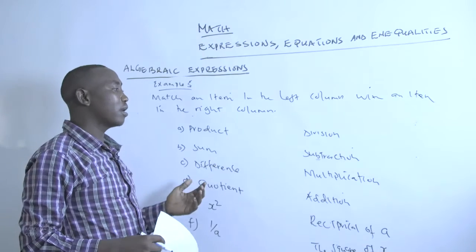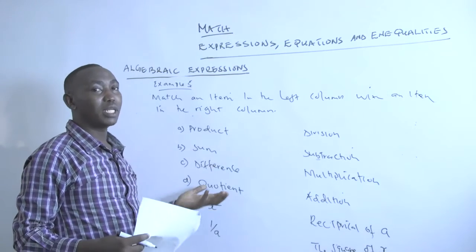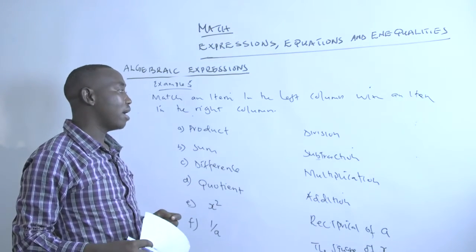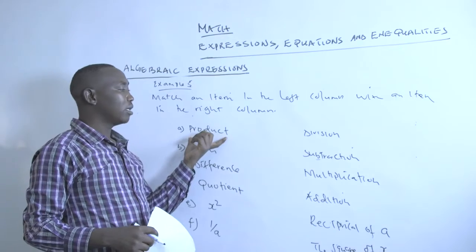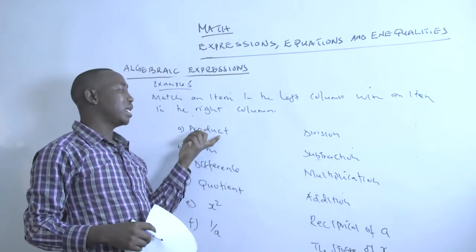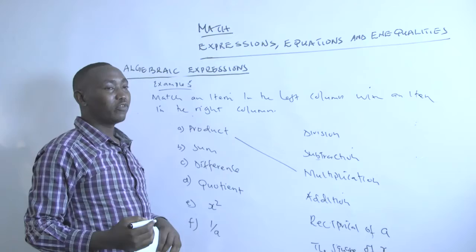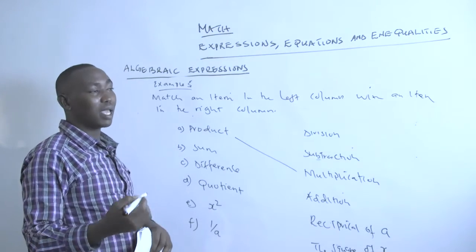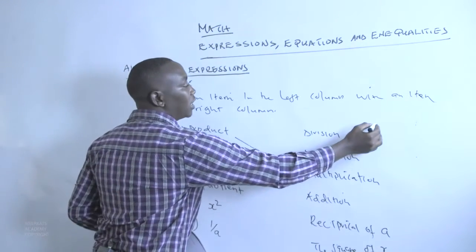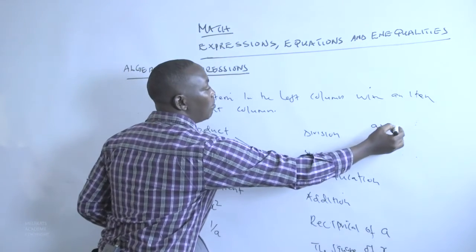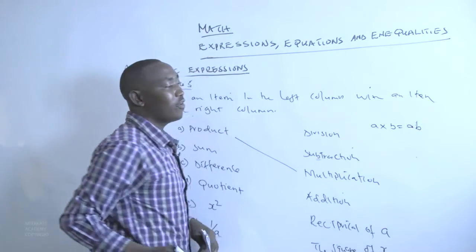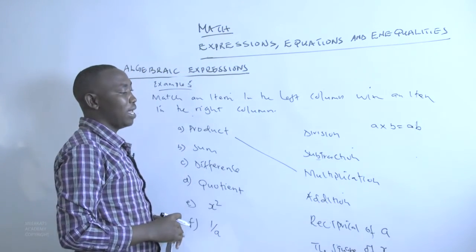and therefore we need to understand which term can mean which term at which particular time. So product, we can be able to match it with multiplication, because when you are told to find the product of maybe a and b, that means you take a multiplied by b, which, when you simplify, will give you ab.